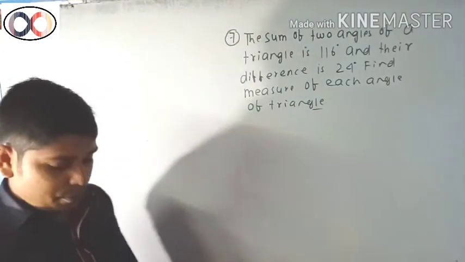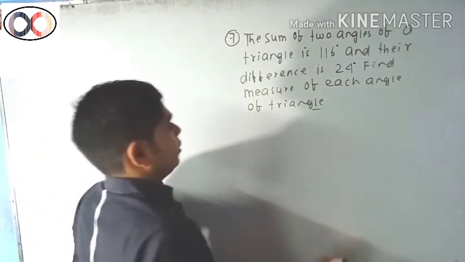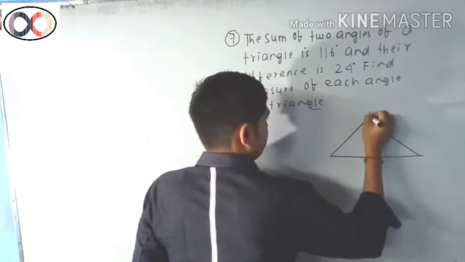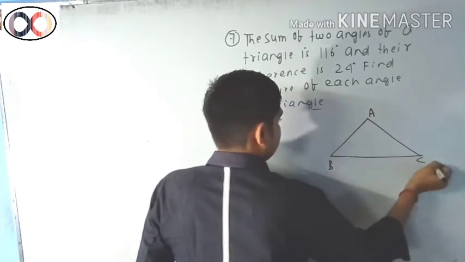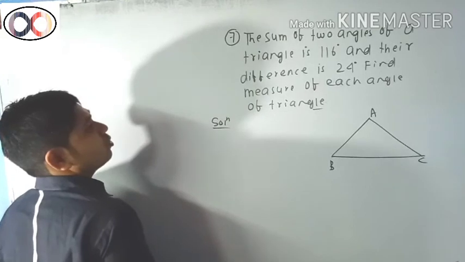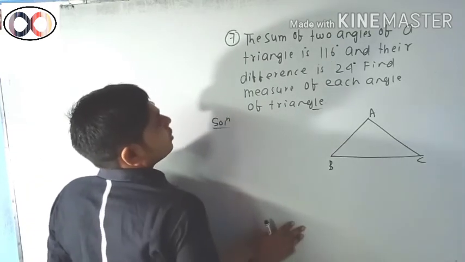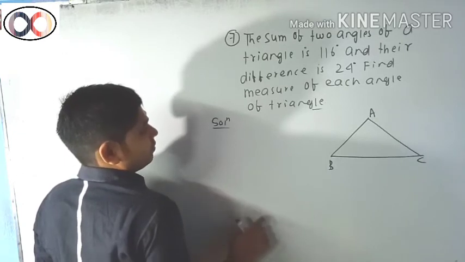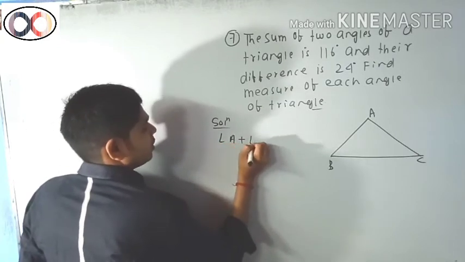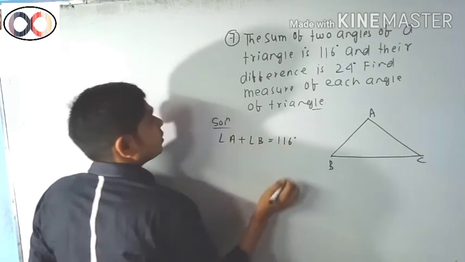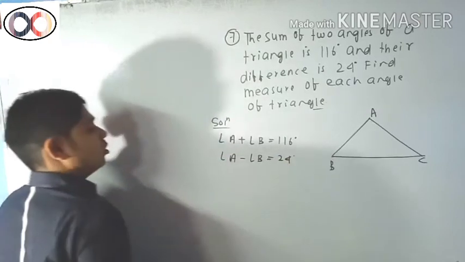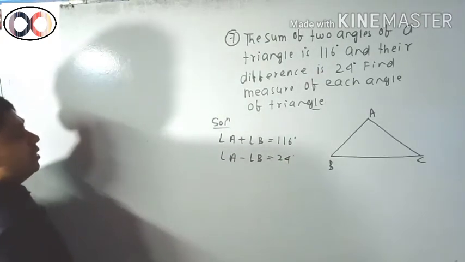So suppose here is the triangle, A here, B here, C. The sum of two angles of a triangle is 116 and their difference is 24, so you can take any angles. Suppose A plus B is 116 degrees, and A minus B is 24 degrees. Okay, this is the data given in the question.